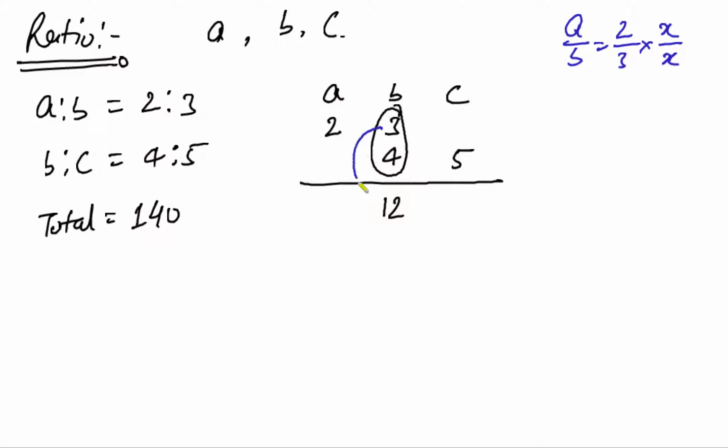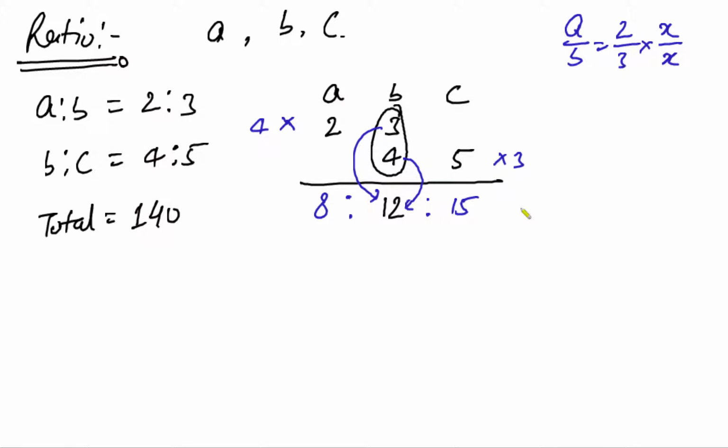To convert this 3 into 12, I am multiplying this by 4. So I also need to multiply 2 by 4 so that it becomes 8, only then the ratio remains the same. And similarly, to convert this 4 into 12, I have multiplied this 4 by 3, so I should multiply this entire ratio by 3. So C becomes 15, 5 times 3. Now we understand that when A is 8, B will be 12 and C will be 15.